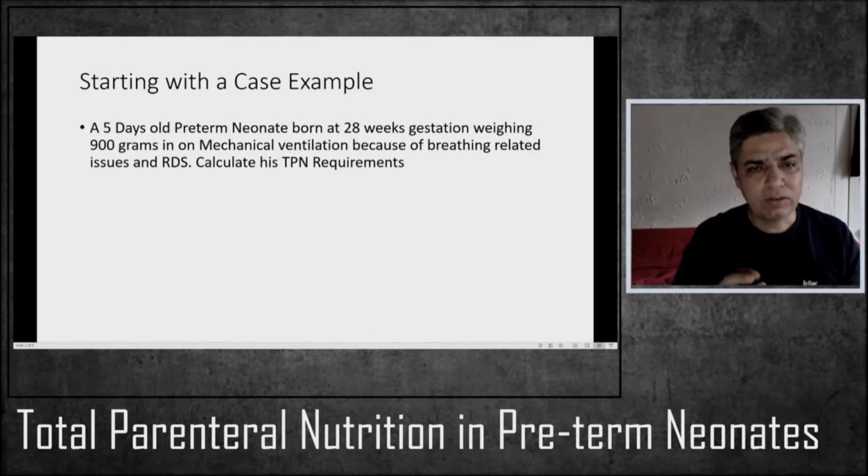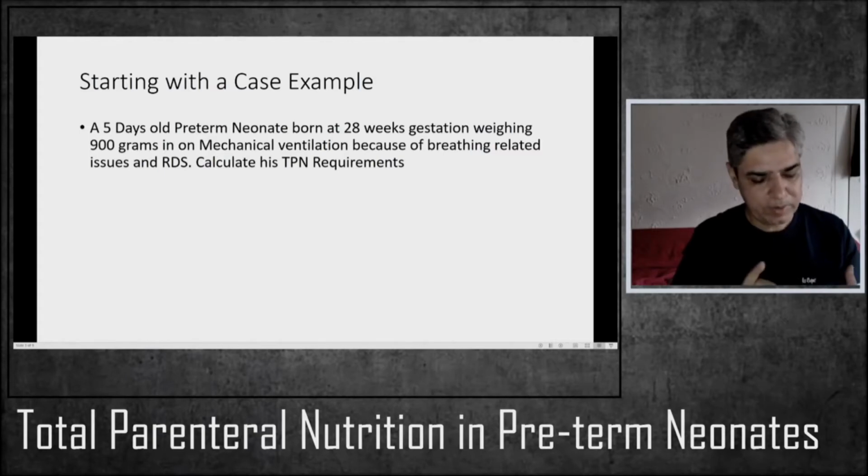I will start with a very simple case example. Let's say we have a 5 day old preterm neonate, born at 28 weeks gestation. He weighs at the moment 900 grams or 0.9 kilogram, and at the moment he's on mechanical ventilation because of breathing related issues, for example respiratory distress syndrome. Because he's on a mechanical ventilator, we have to give him total parenteral nutrition, and now the issue is to calculate his TPN requirements.